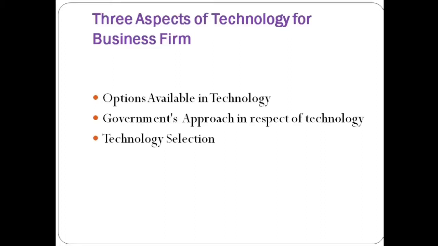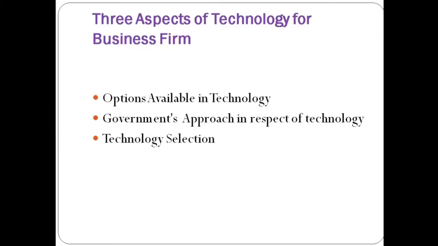The government's approach in respect of technology is also very important. Regulations by the government in matters relating to technology often restrict the freedom of operations of business firms. There may be areas where the government supports the use of modern technologies, or areas where it may ban technologies that are potentially unsafe. All such factors demand careful investigation.